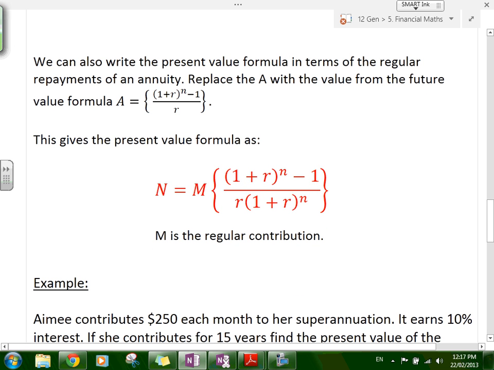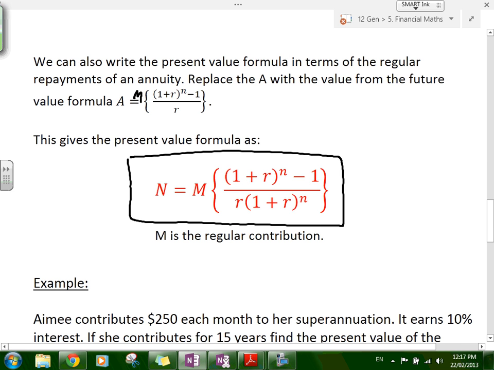So we can also rewrite the present value formula in terms of the regular repayments of an annuity. Replace the A with the value from the future value formula. So A is equal to M times 1 plus r to the power of n minus 1 over r. Should have an M in it, sorry. And so if we rewrite it like this, this gives the present value formula as N equals M times 1 plus r to the n minus 1 over r times 1 plus r to the power of n. Right? You don't have to memorize this. It's on your formula sheet. However, you do need to know how this can be used. M is the regular contribution. Write this down, please. And then I'm going to give you these 3 examples.